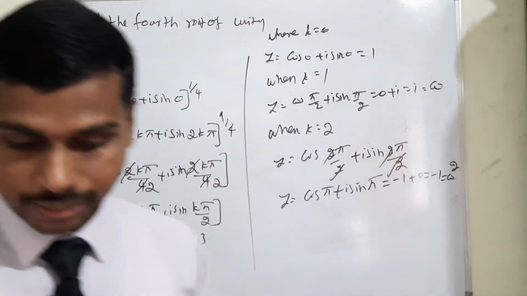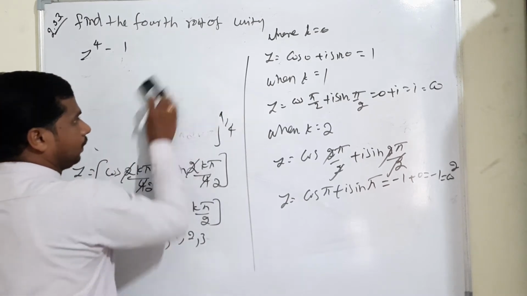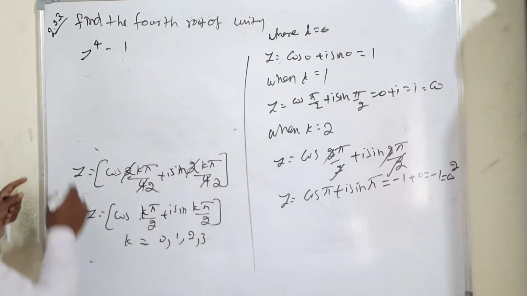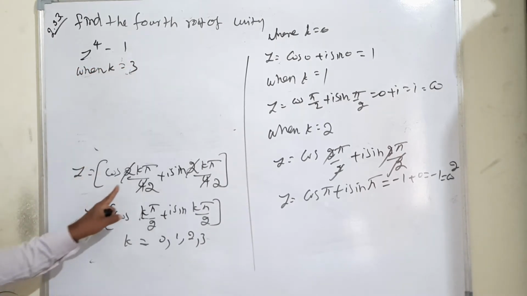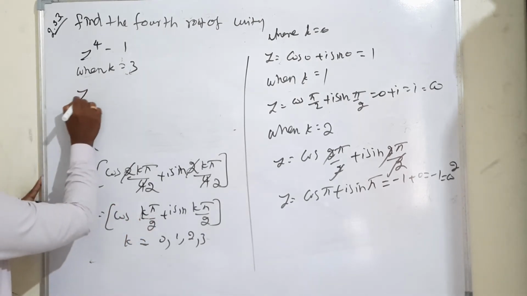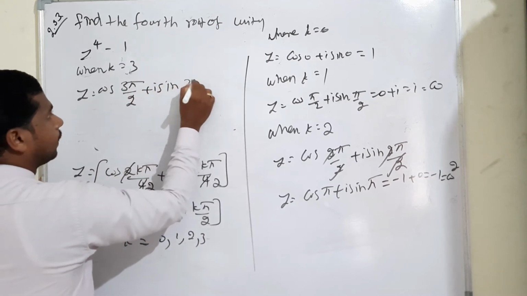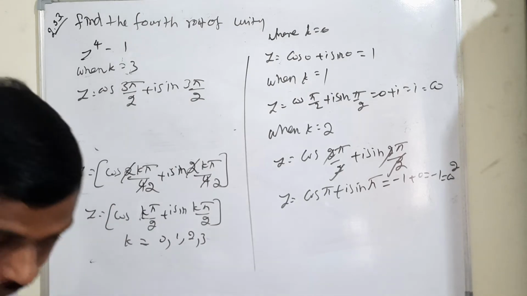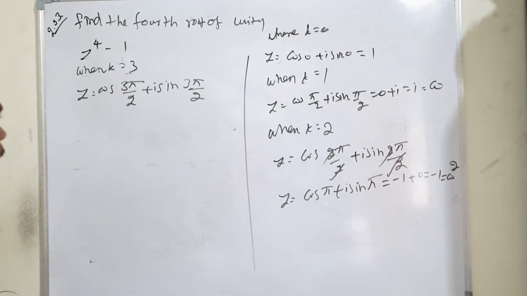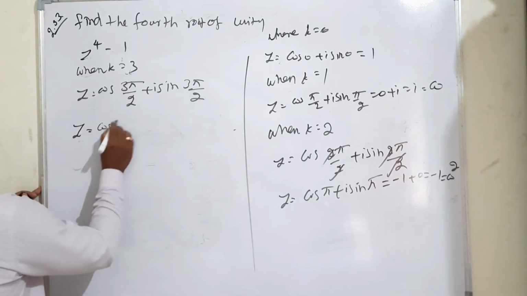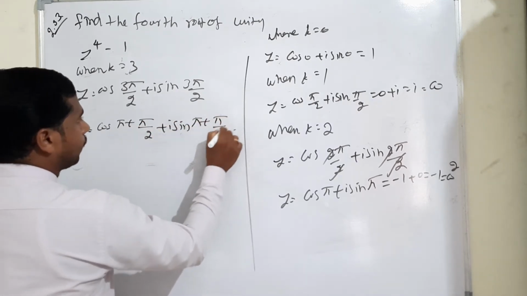Now the last term, when k is equal to 4, isn't it? Sorry, k is equal to 3, isn't it? So k is equal to 3 means definitely 3 pi by 2, isn't it? So z is equal to cos 3 pi by 2 plus i sin 3 pi by 2. So how to split it actually? Cos of pi plus pi by 2 plus i sin of pi plus pi by 2.